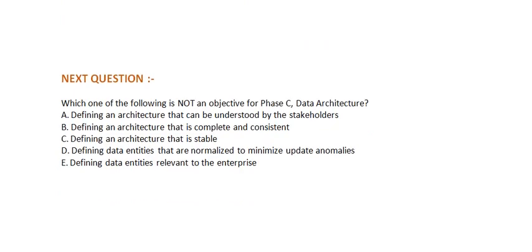Next question is, which one of the following is not an objective for phase C, data architecture? Option A, defining an architecture that can be understood by the stakeholders. Option B, defining an architecture that is complete and consistent. Option C, defining an architecture that is stable. Option D, defining data entities that are normalized to minimize update anomalies. And option E, defining data entities relevant to the enterprise. And the correct answer is option D.